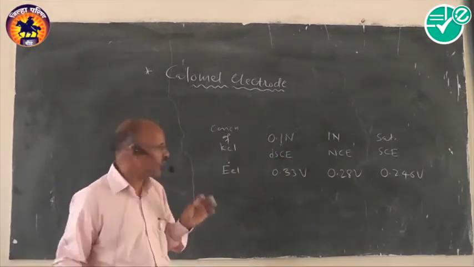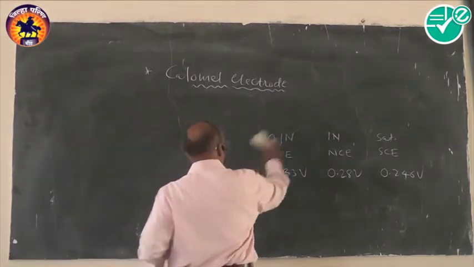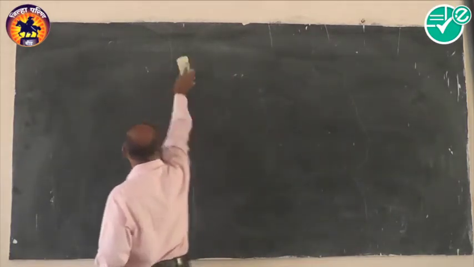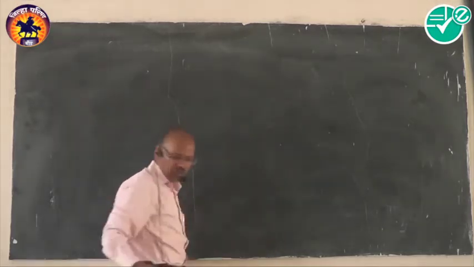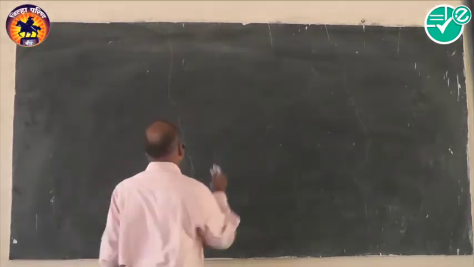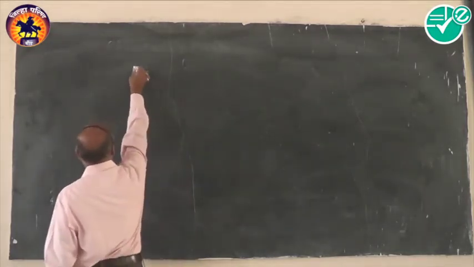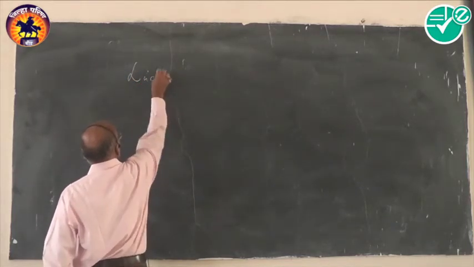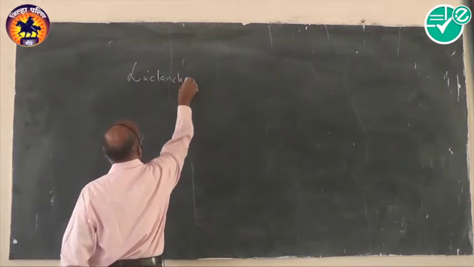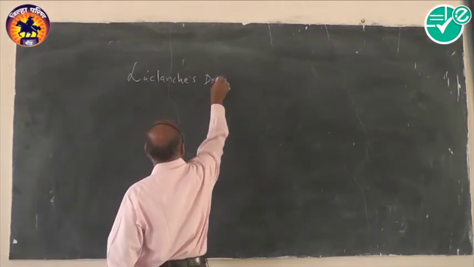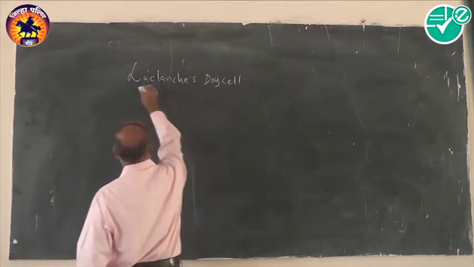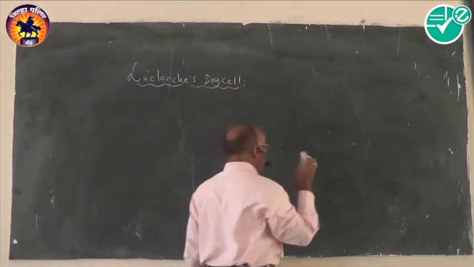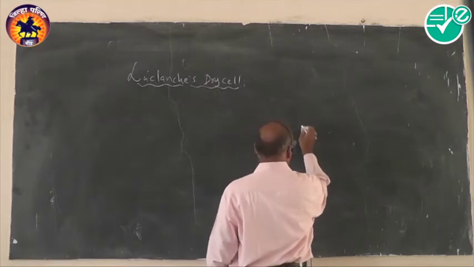So with these particular points about the calomel electrode, we will turn our attention towards the next kind of cell, and that particular cell is the Leclanché dry cell. It is again a very important unit from the exam point of view. We will have the heading Leclanché dry cell. Here comes the explanation. I will draw the figure first, then we will have the explanation. The figure is very simple.